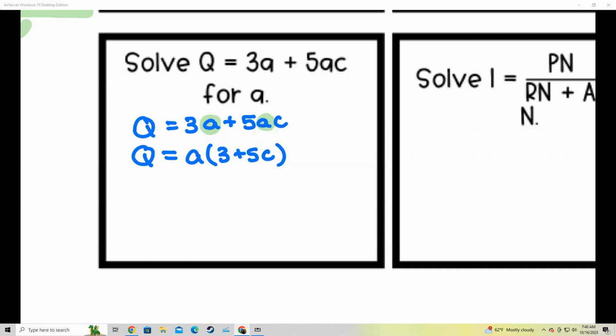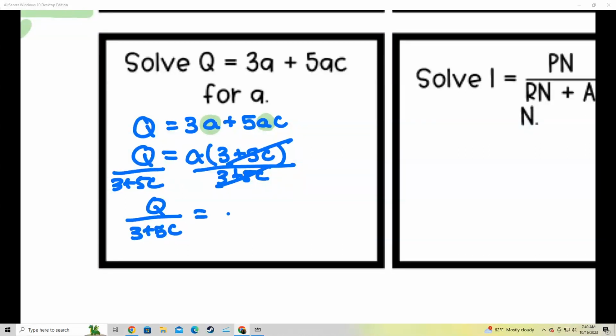Okay, so yeah, that's probably the easier way of doing this problem. Now we're going to be really smart and realize I'm trying to solve for a, and right now I'm multiplying by all of this, which is 3 plus 5c. So how do I get rid of multiplying by 3 plus 5c? We're going to divide both sides by 3 plus 5c. These 3 plus 5c's are going to cancel, and you're left with q over 3 plus 5c is equal to the letter A.